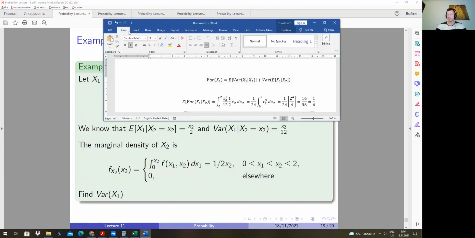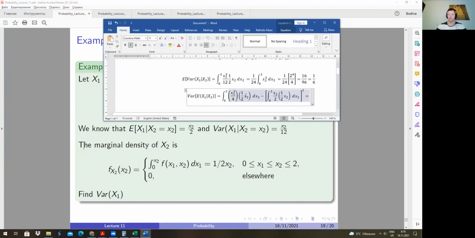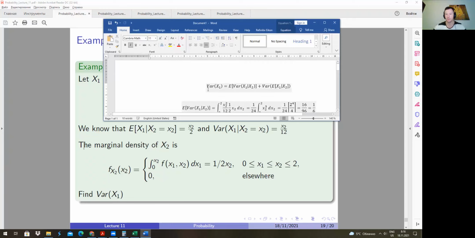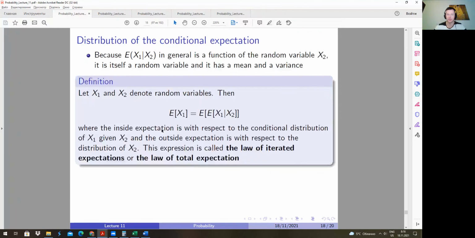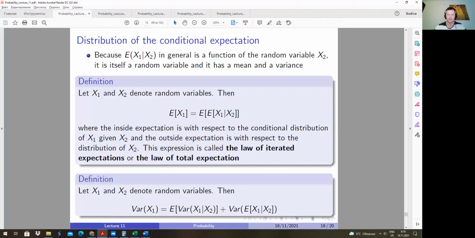I think you will finish this on the exercise session. You will finish this calculation just to see that this variance must be equal to the unconditional variance. We can calculate, of course, the unconditional variance in a simpler way. This is just a connection between the conditional variance and the unconditional variance.